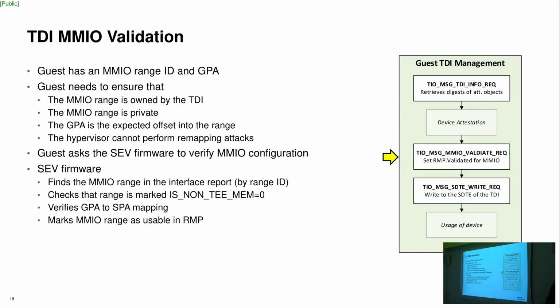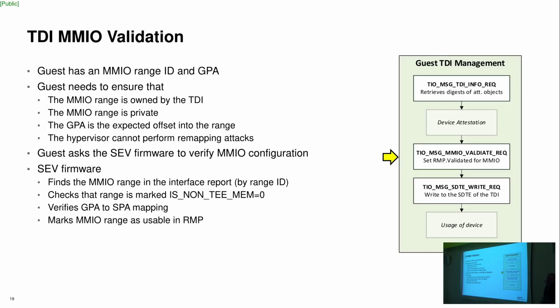So the guest has a range ID that it wants to map in, and it has a GPA. And it says to the ASP, I want you to validate this MMIO range. The ASP will then use its values that it knows about the interface and the MMIO ranges from the interface report, which contain the SPAs of the bars. It will do some lookups in our RMP table to figure out whether or not those pages were mapped to the guest, whether they were mapped appropriately to the GPA, and will ultimately confirm that the MMIO range is positioned in space on top of the bars in a way that the guest is expecting it to be set.